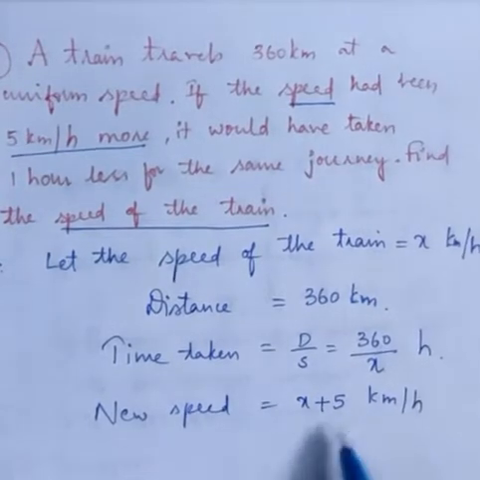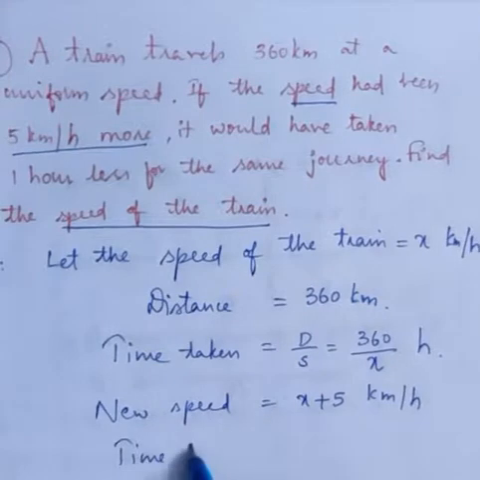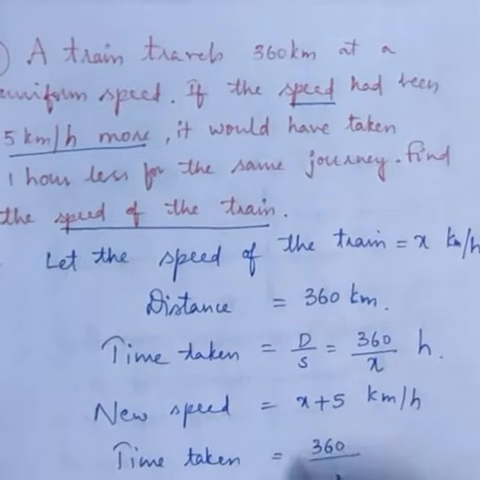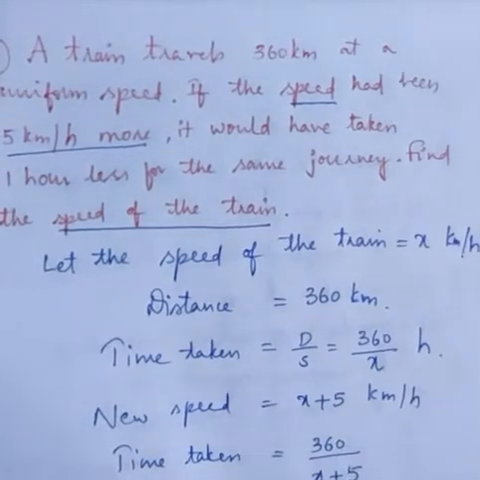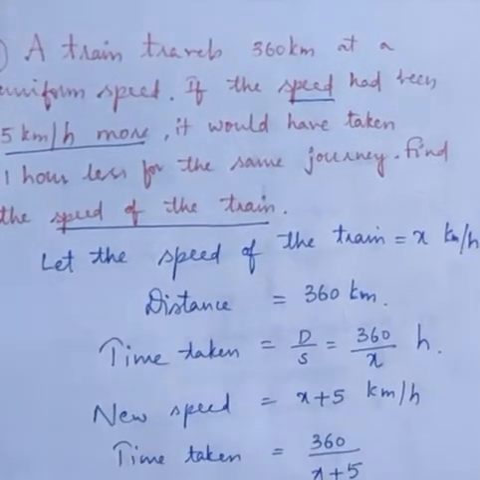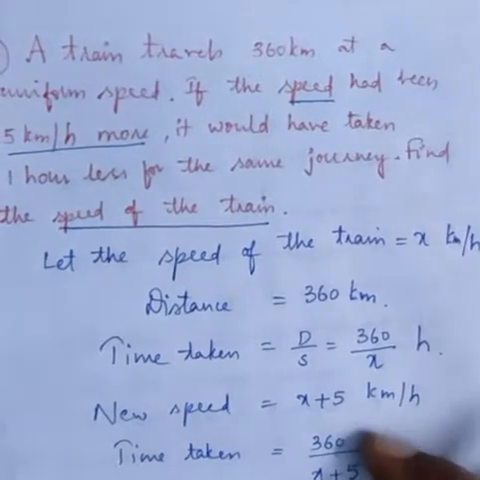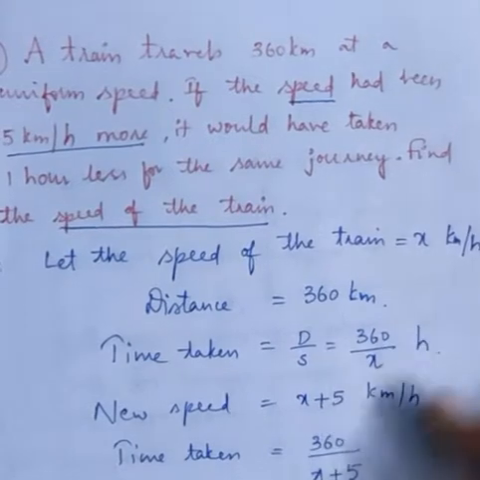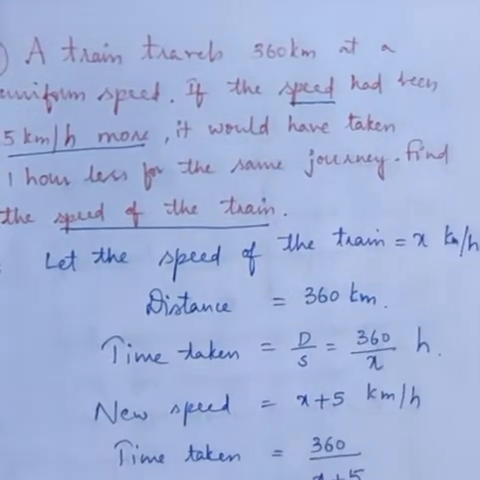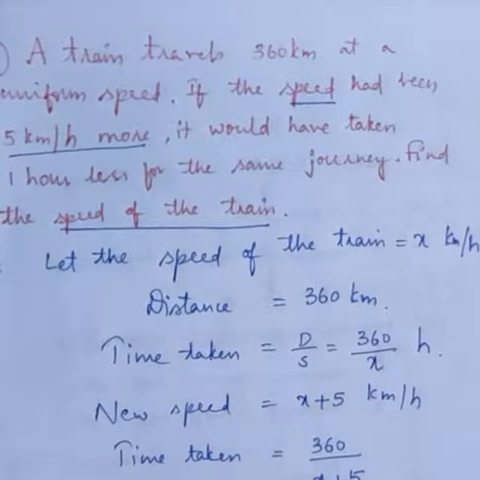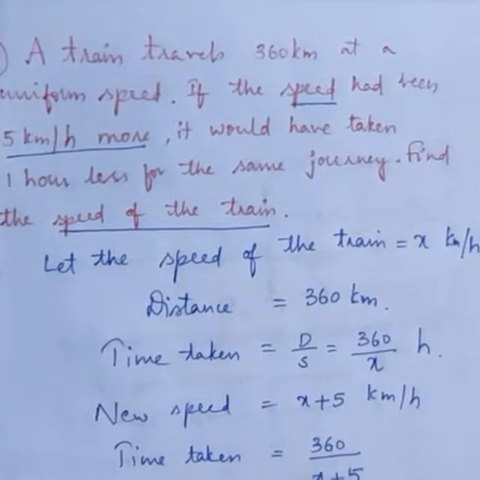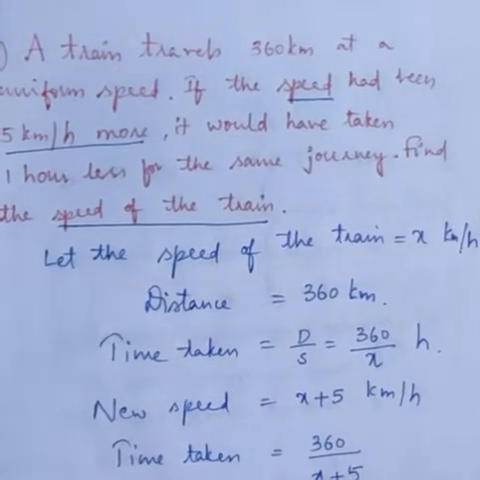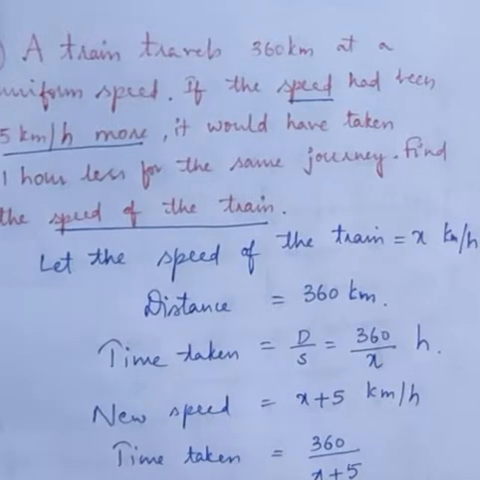Now if this is our new speed, what's the time taken? You have to write it. The same distance, of course, 360 by the new speed x plus 5. So now you know that when the speed is more, time taken is going to be less. That means this time is going to be less compared to this one. So when you write the difference between the times, this minus this you are going to write. So what's the difference in time? Difference in time is equal to 1 hour. So write 1 hour.